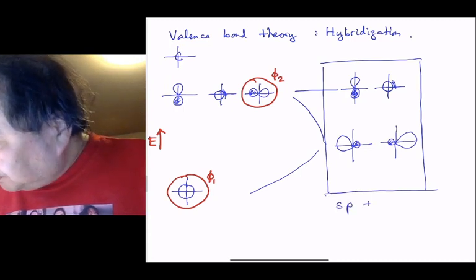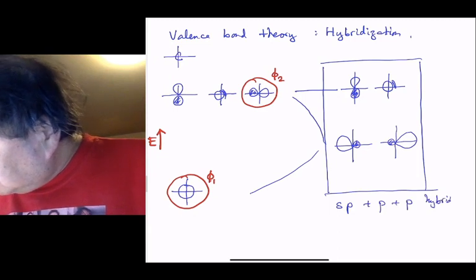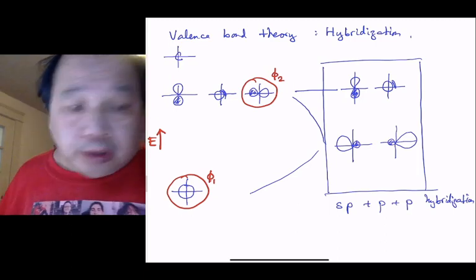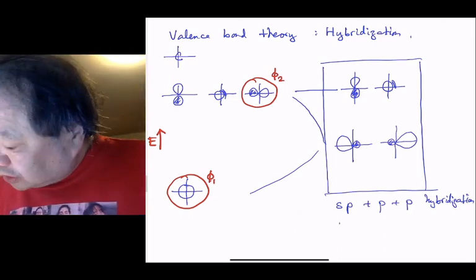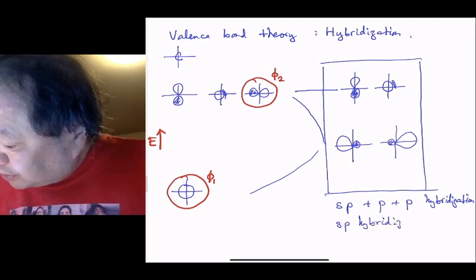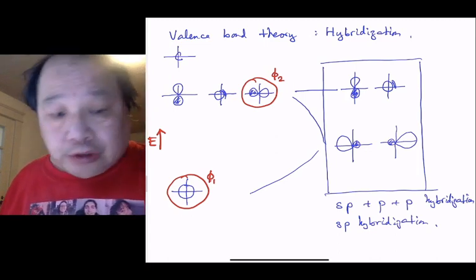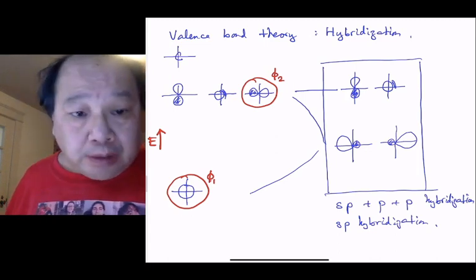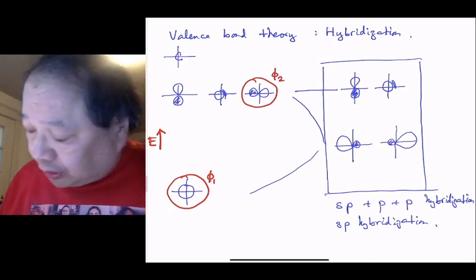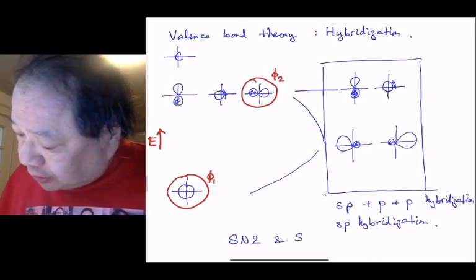sp plus p plus p hybridization. In sophomore chemistry, organic chemistry, you will call this sp hybridization. But remember, in sp hybridization, there are two remaining p orbitals. And we will discover that sp plus p plus p is the hybridization used for two different steric numbers, steric number 2 and steric number 6.